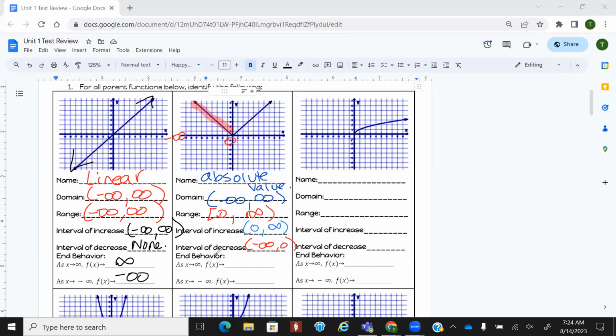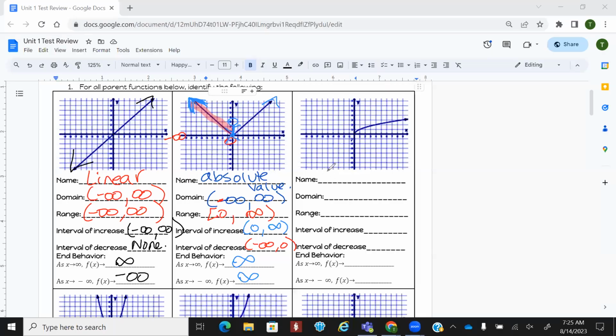Looking at our end behavior, as we go to the right, is it going up or down? As we go to the left, is it going up or down? Look at the end. Yep. Okay, so remember with end behavior, it's almost as if you were standing in the middle and you were looking to the left and right.